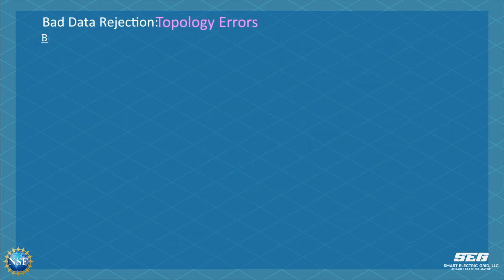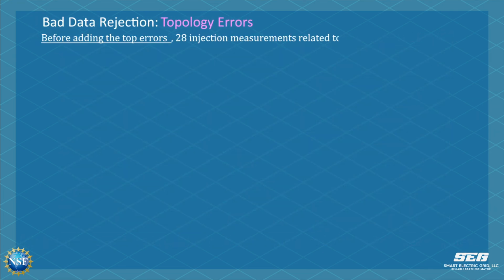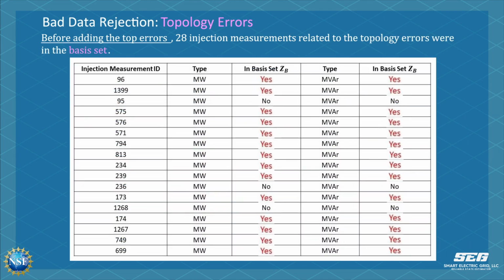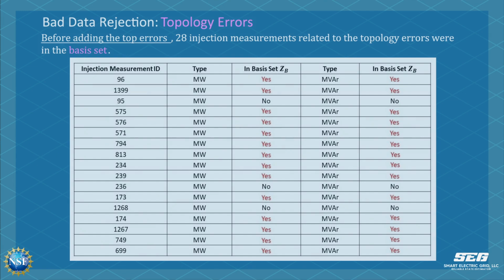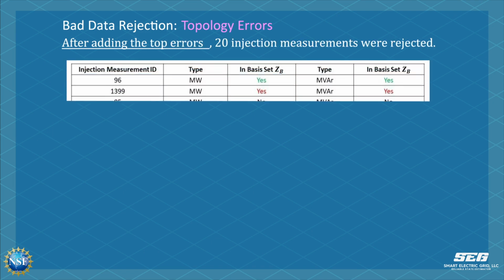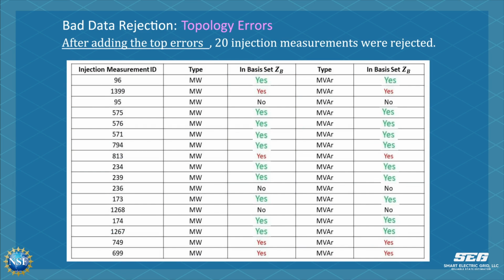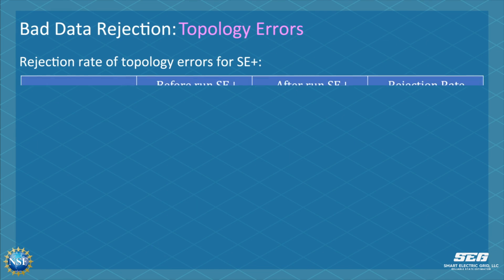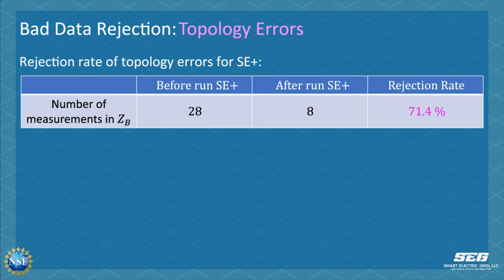Among these 34 injection measurements, we found 28 injection measurements are in the basis set ZB before we set up these 10 topology errors. The measurements in the basis set ZB are indicated by red color. After these 10 topology errors were set up, we ran SE Plus and found that all injection measurements were rejected from the basis set except 8 injection measurements. The topology error rejection rate is 71.4%.